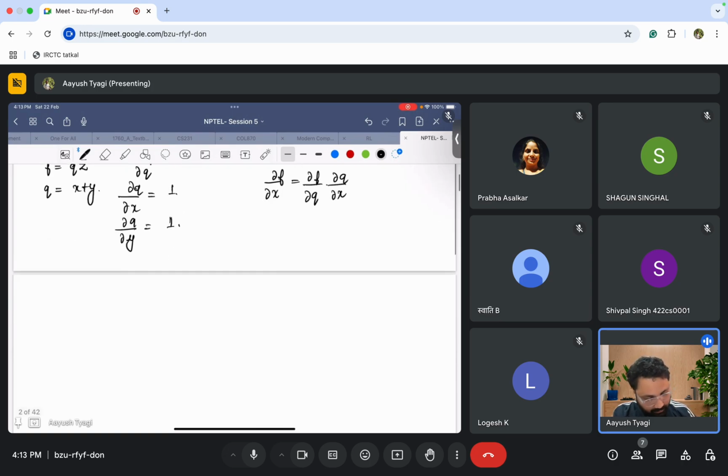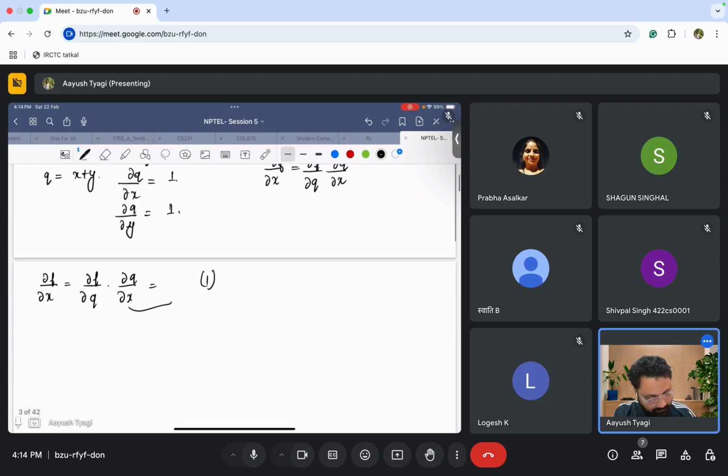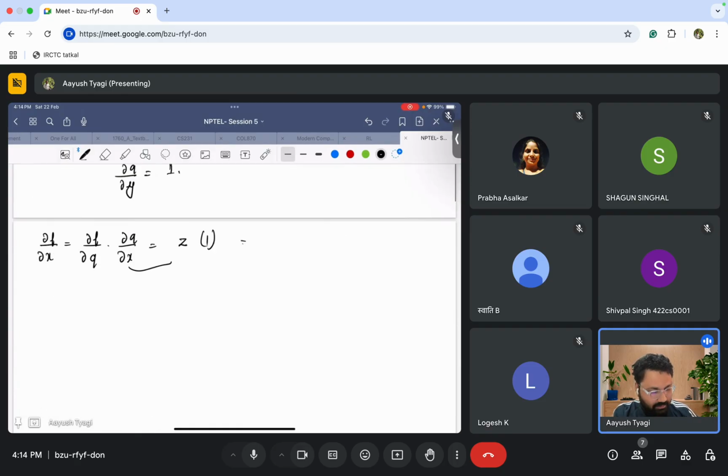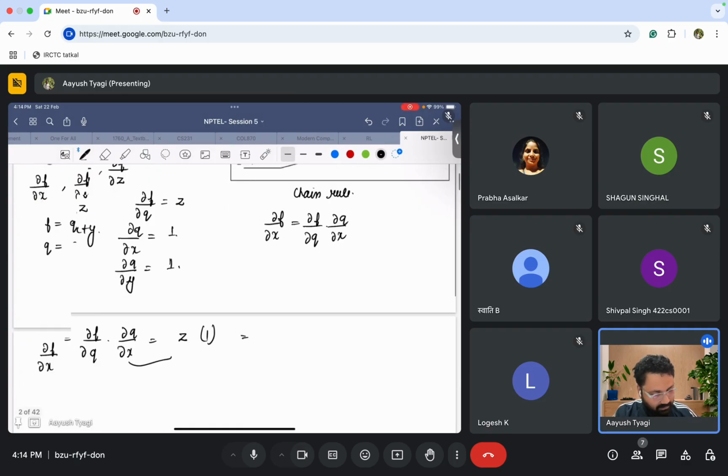What we are trying to compute is the derivative of f with respect to x. This term is basically 1, and this term is basically z. And what is the value of z? z is -4.